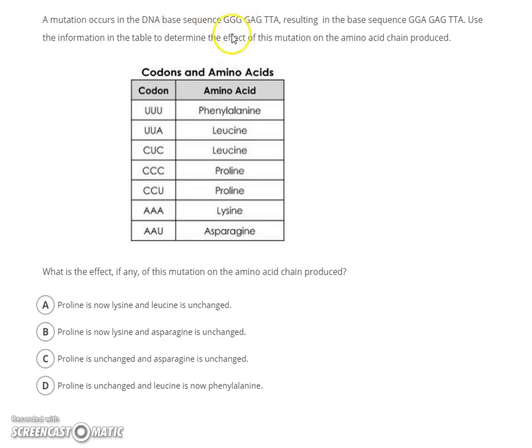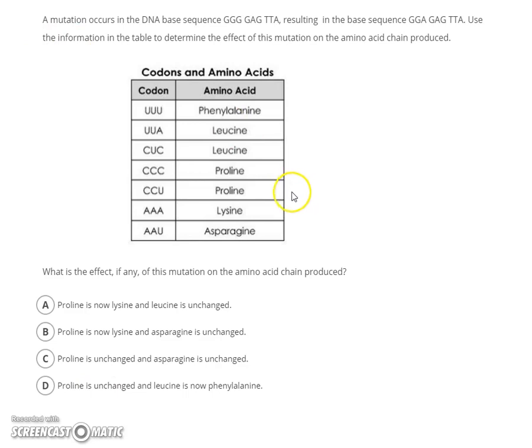So normally we would expect this amino acid, CCC, to be proline. Now we're going to have CCU. Remember, we get U when we change over to RNA. CCU is still proline. So if we look at this, proline is unchanged. No, that's not it. What did I miss?